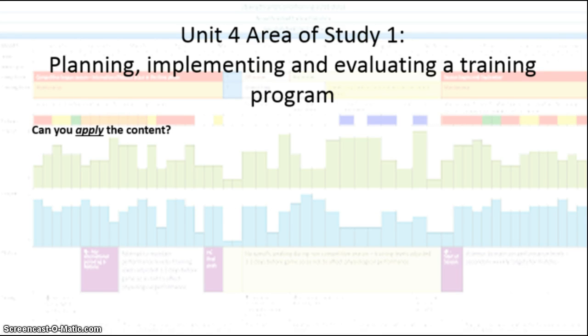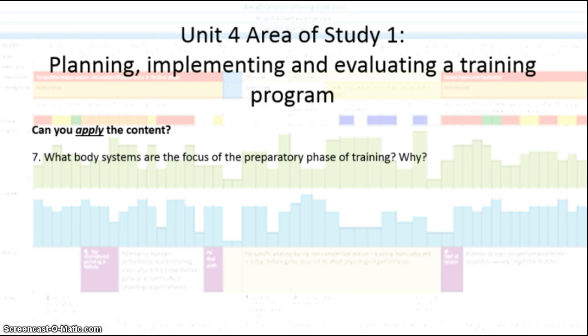The next set of questions, can you apply the content? Question 7, what body systems are the focus of the preparatory phase of training? Why? Question 8, what training methods would suit the transition phase of training? Why?